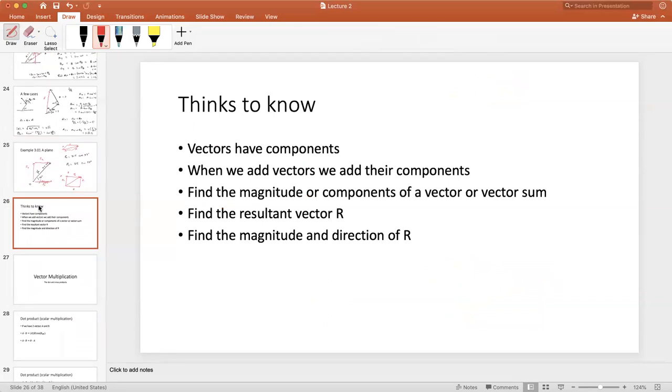Okay, so things to know: vectors have components. And when we add any two vectors, we add those components to get the new components, the components of the new vector. You need to be able to find the magnitude and components of a vector or a vector sum, meaning you need to be able to find them for A and B and for R. You need to find the resultant vector R, and you need to find the magnitude and direction of that resultant vector R.